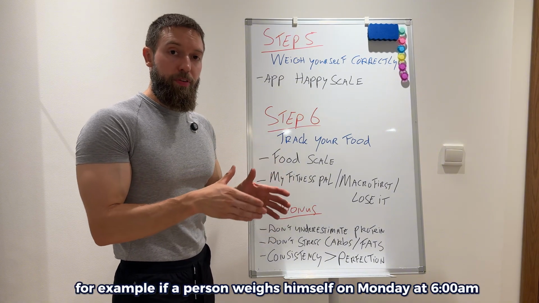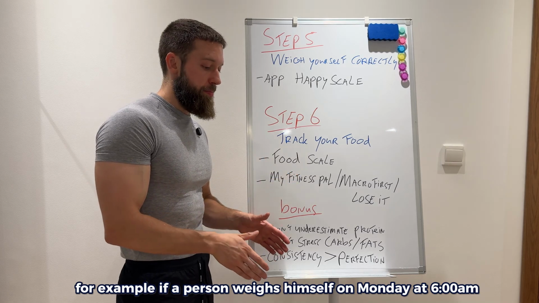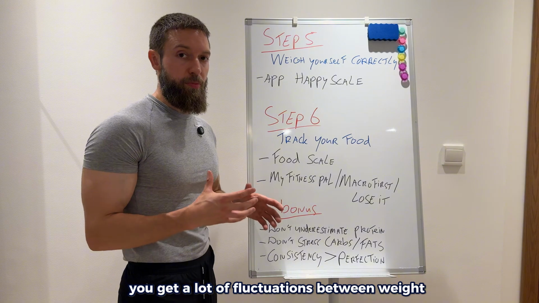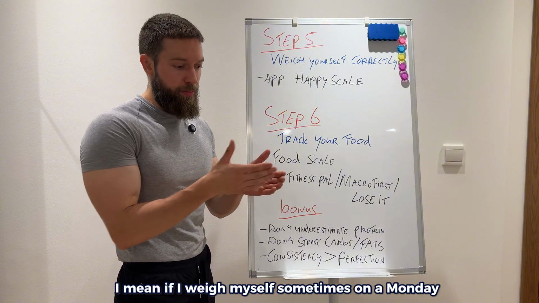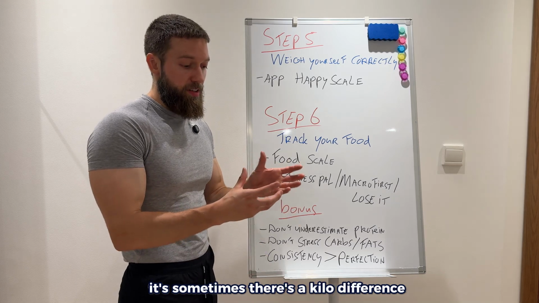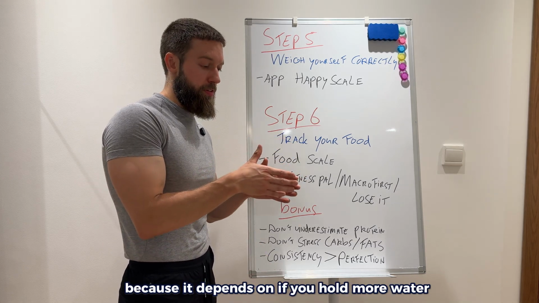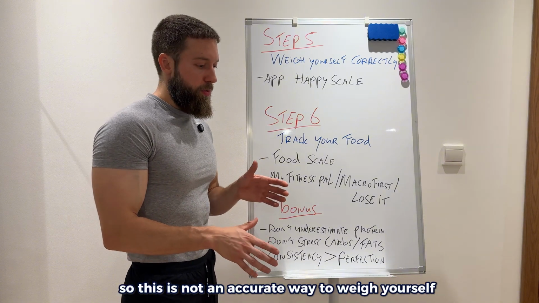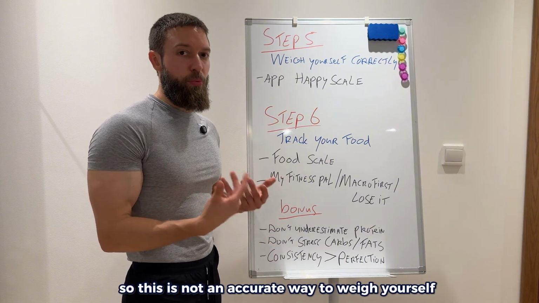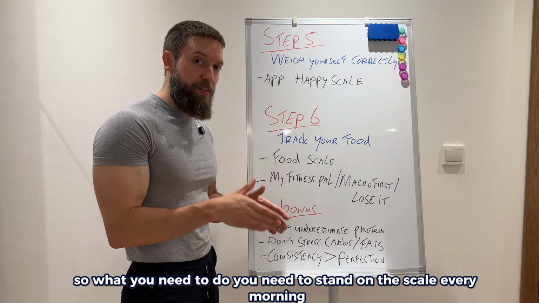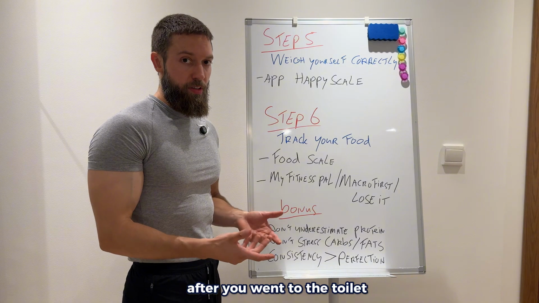For example, if a person weighs himself on Monday at 6 a.m., then he weighs himself on Thursday at 8 p.m., you get a lot of fluctuations between weight. I mean, if I weigh myself on a Monday and then on a Tuesday in the morning, sometimes there's a kilo difference because it depends on if you hold more water, if you went to the toilet in the morning. So this is not an accurate way to weigh yourself. What you need to do is stand on the scale every morning after you went to the toilet. So make sure you do this.